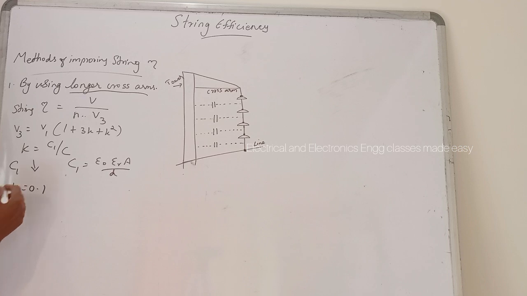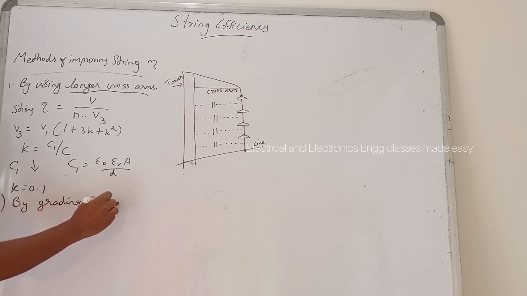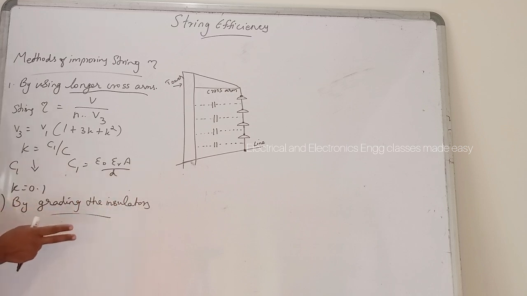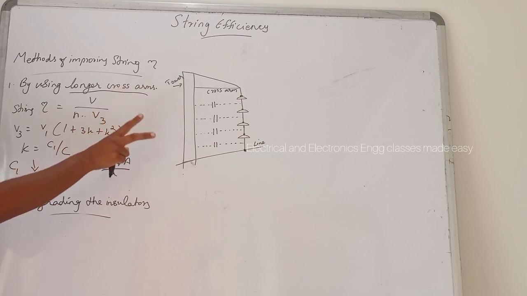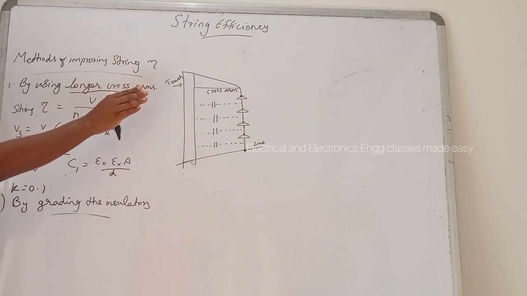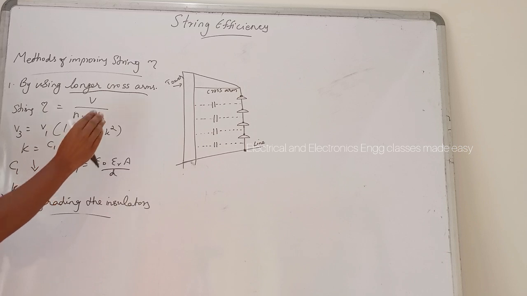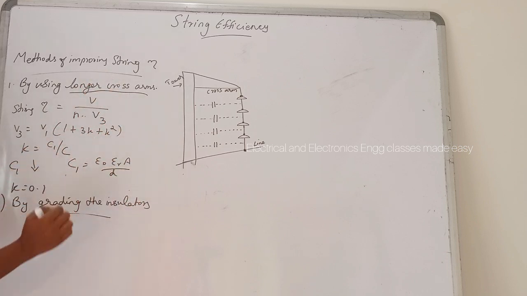Then second one is by grading the insulators. In this method, the insulators of different dimensions are so chosen that each has different capacitance. That is, the insulators are capacitance graded. They are assembled in the string in such a way that the top unit has the minimum capacitance, increasing progressively towards the bottom unit.